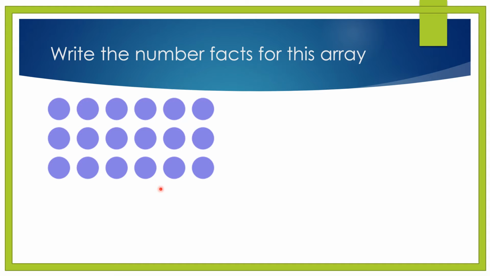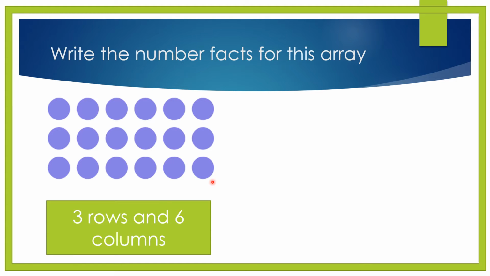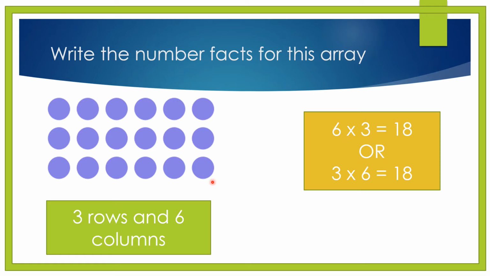Another example now. Can you count the rows? 1, 2 and 3. There are 3 rows. And how many columns are there? 1, 2, 3, 4, 5 and 6. So when I have to write the array, I can see that there are 3 rows and 6 columns, right? So I can write it 6 times 3, or I can write 3 times 6. Now I will count 1, 2, 3, 4, 5, 6, 7, 8, 9, 10, 11, 12, 13, 14, 15, 16, 17, 18. So the answer is 18.